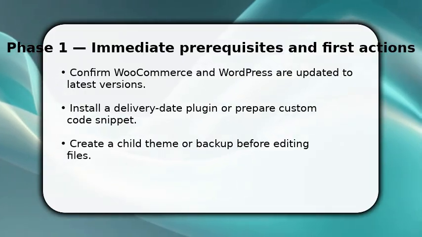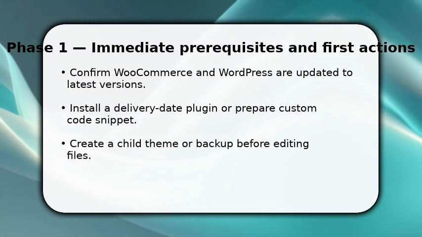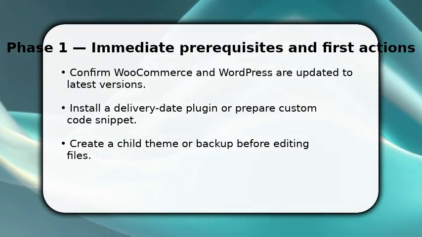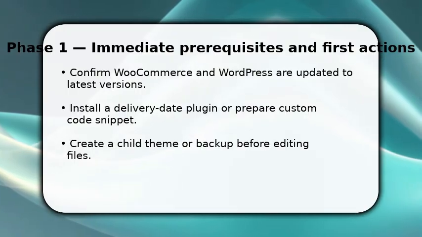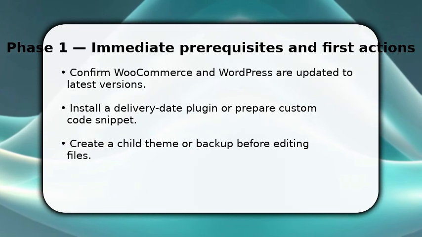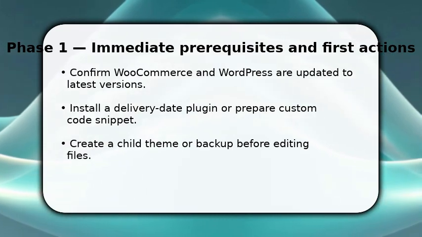Next, enable the plugin and navigate to its settings page. Make sure to choose date format, required field, and calendar restrictions. Also create a child theme if you plan to add code. That prevents updates from overriding changes. Now you're ready to configure input placement on checkout.